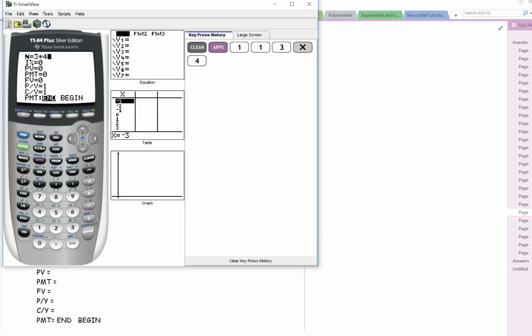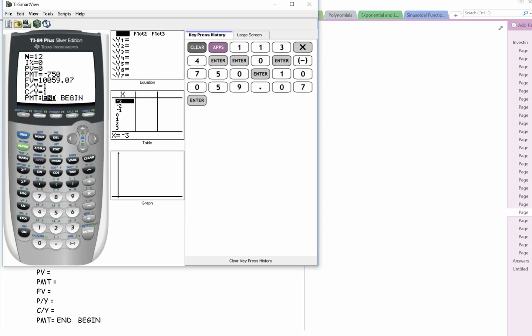So 3 times 4. We're solving for I. PV is 0. Negative 750 for PMT, future value, payments per year is 4, compounding is 4. Now, you'll notice that a lot of times those are the same, but that's not always the case. So just be very careful and cognizant as to what you're putting in for C/Y and P/Y. They're not always going to be the same.